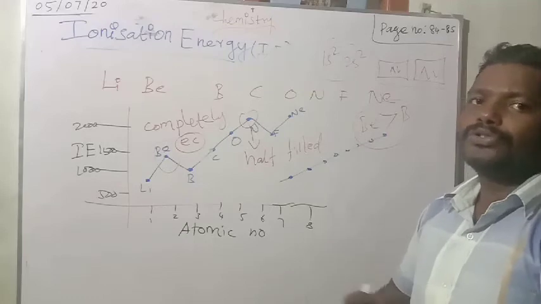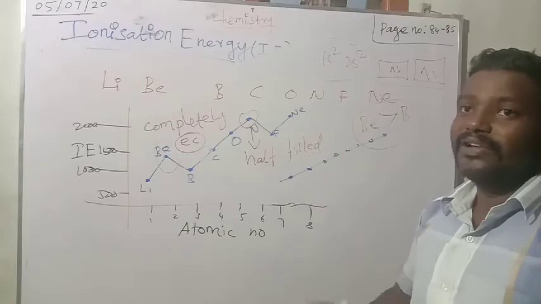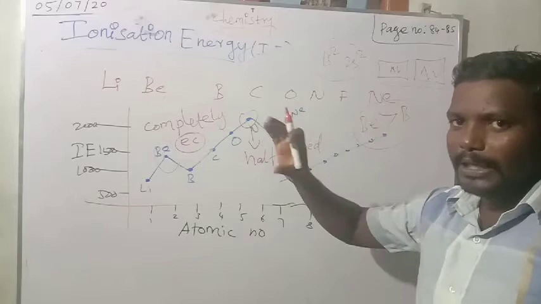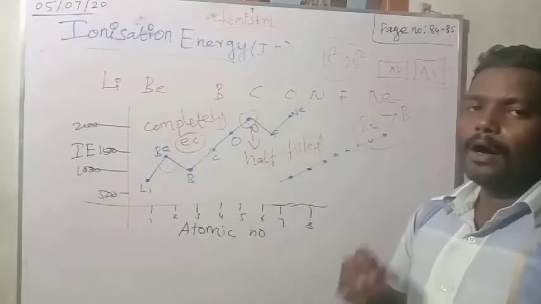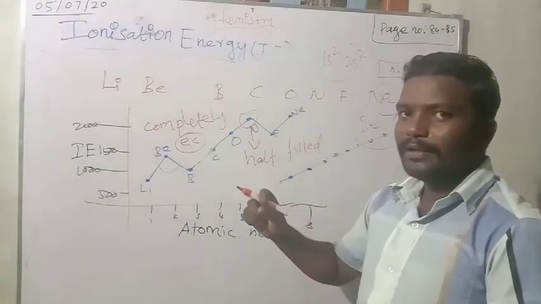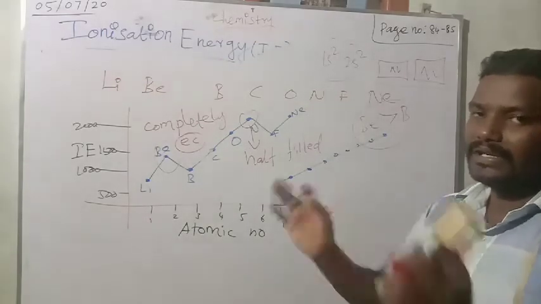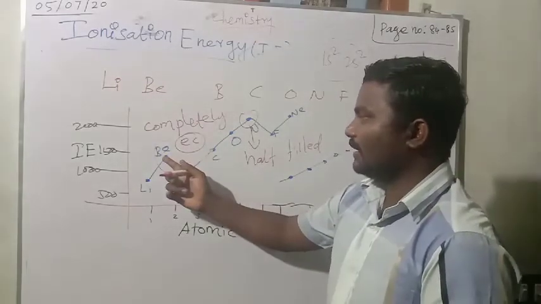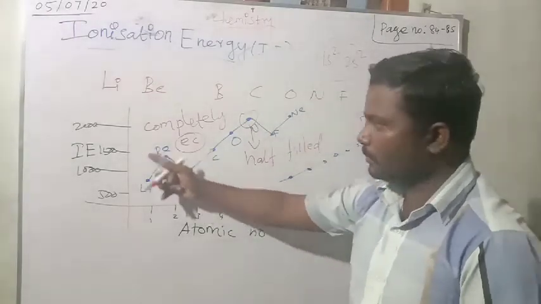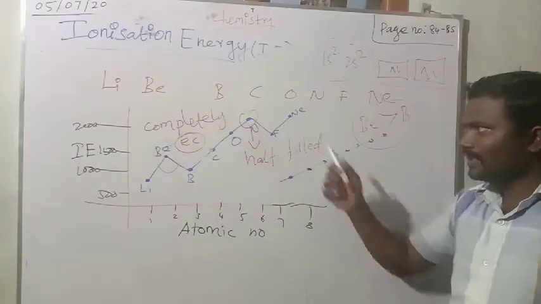According to Hund's rule, orbitals that are completely filled or half filled are more stable. Remember, my dear students, completely filled or half filled orbitals are more stable, because inert gases are completely filled. So completely filled means more stable. Because of that, we need to supply more energy to remove an electron. So beryllium has more ionization energy than boron. The same reason we can tell.